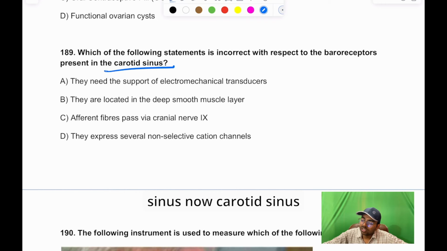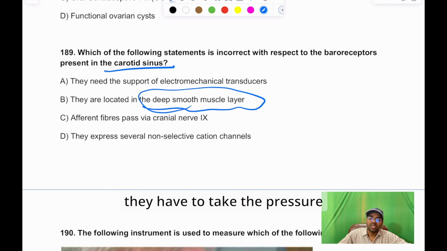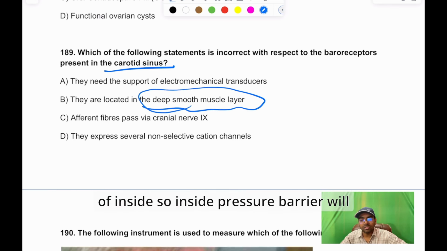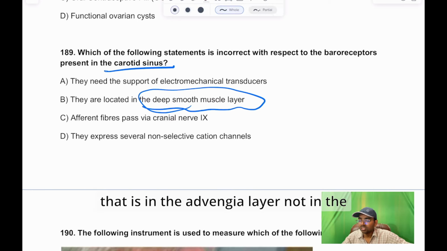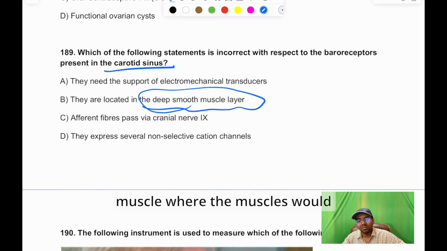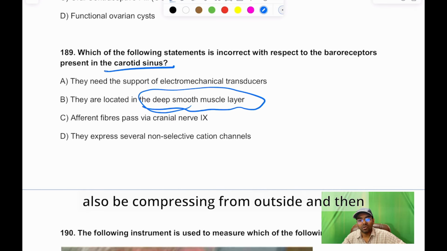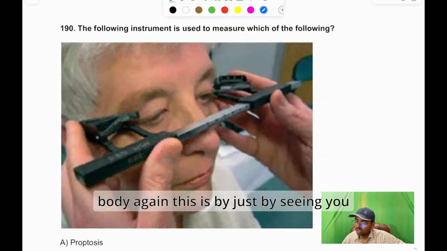Baroreceptors, carotid sinus. Now carotid sinus, why would they be present in the deep smooth muscle layer? They have to take the pressure from inside. So where will the inside pressure be sensed? It would be best felt near the endothelium, that is in the adventitia layer, not deep inside the smooth muscle, where the muscles would also be compressing from outside, and then that pressure will not be so efficiently sensed by the body.